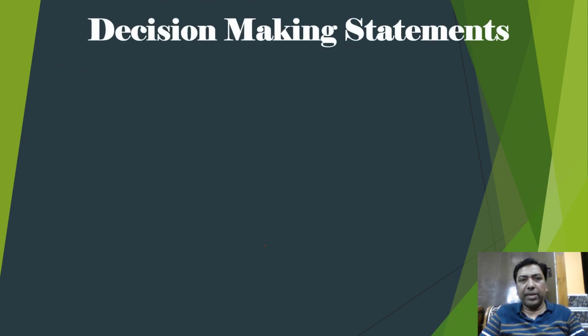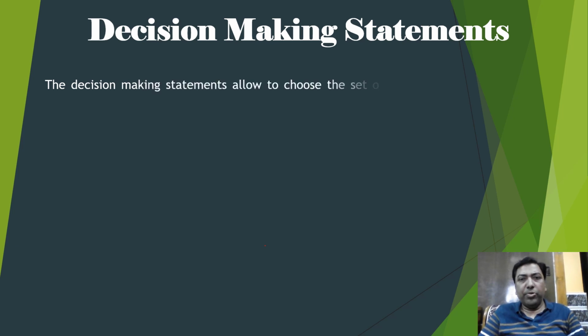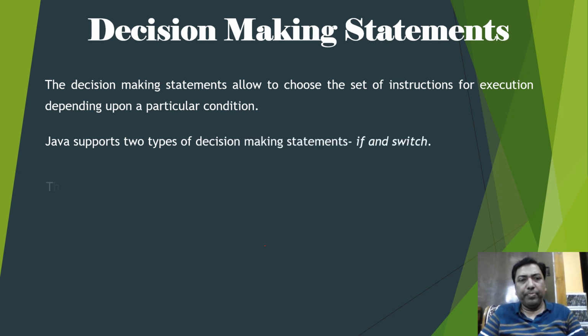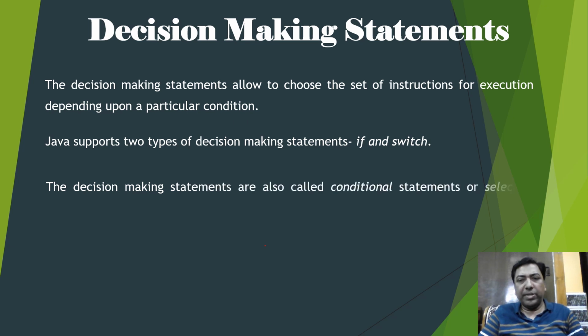As we have discussed in the first video, decision making statements allow us to choose the set of instructions for execution depending upon a particular condition. That means whenever you want to execute a statement based on some condition, we use decision making statements. Java supports two types of decision making statements, if and switch. They are also called conditional statements or selection statements. Why? Because they select statements based on some condition.